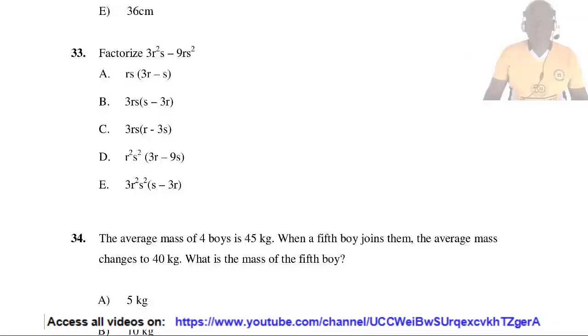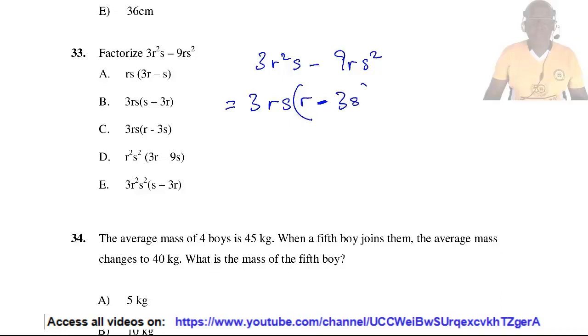Question 33. Factorize 3r squared s minus 9r s squared. That is 3r squared s minus 9r s squared. The common factor is going to be 3r and then s. Over here we shall get r, and then over here we shall get 3s. So the answer is C.